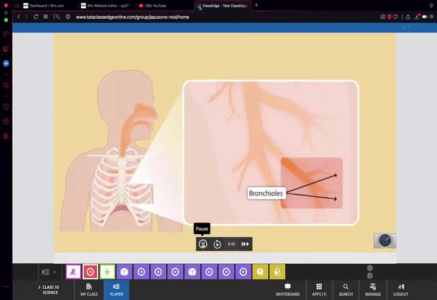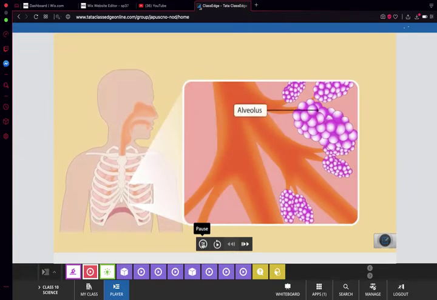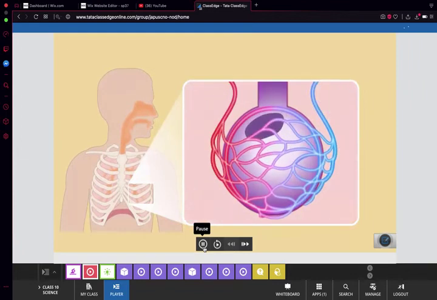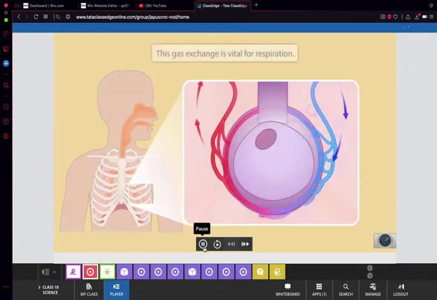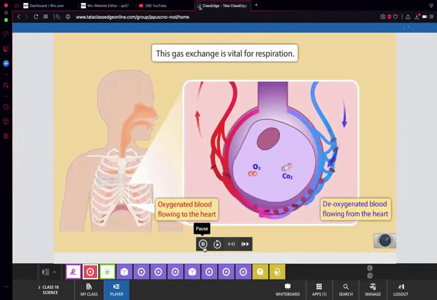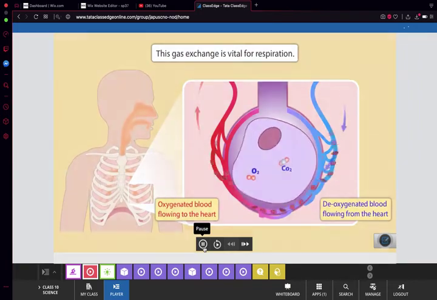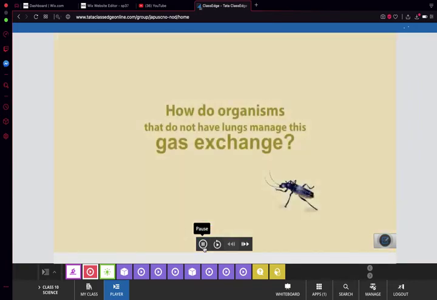These are our bronchioles, and these bronchioles terminate at the alveolus, and this is the magnified structure of the alveolus. This gas exchange takes place in the lungs when we breathe. But not all organisms have lungs like we do. So how do organisms that do not have lungs manage this gas exchange?